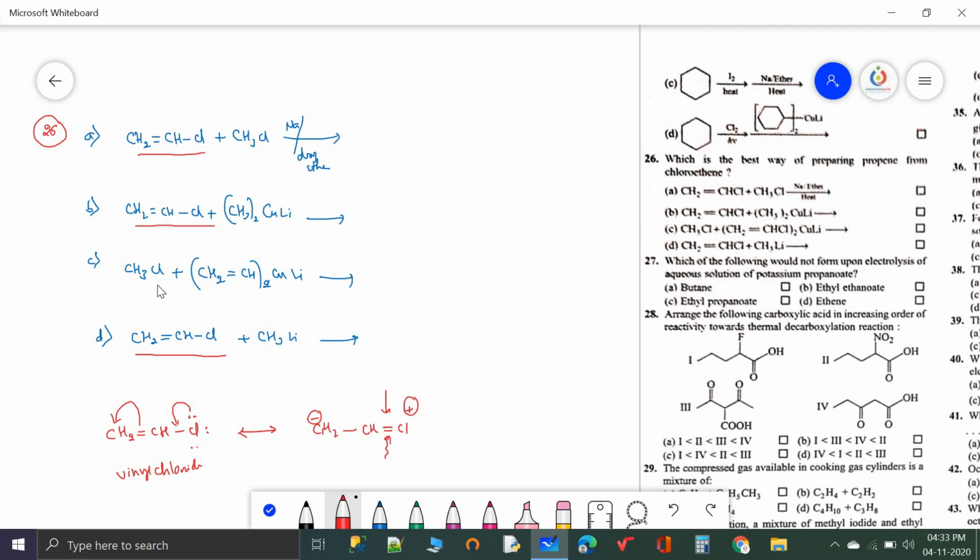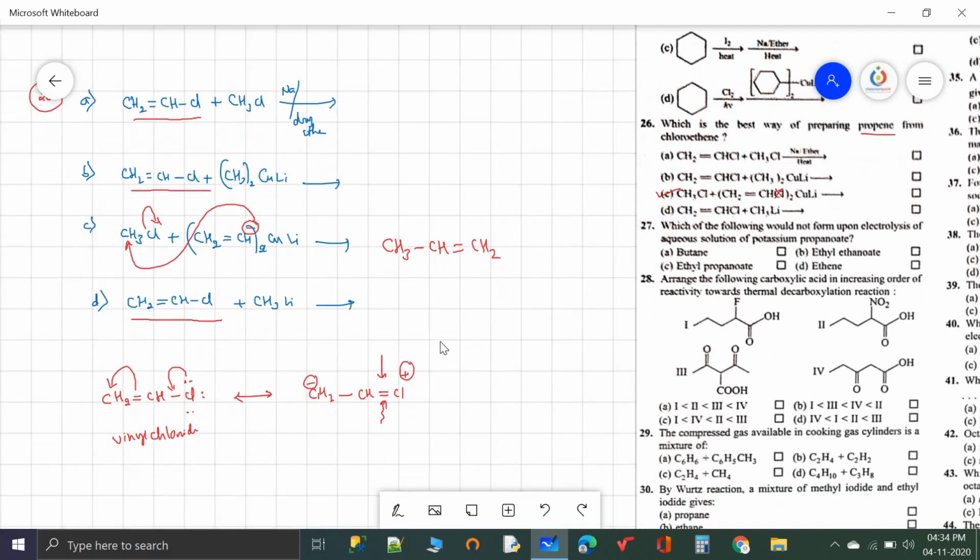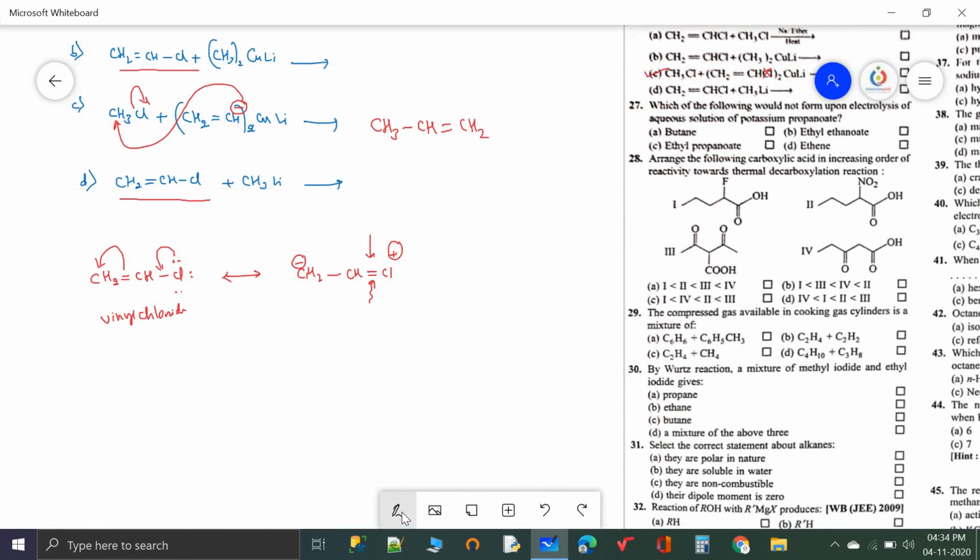Now come to option C, in which they had given the wrong one. You just cancel this particular chlorine. So Gilman's reagent, we know that the carbon is always negatively charged, so it attacks over this carbon, replaces the chlorine and gives CH3CH double bond CH2, the propene molecule that they are asking. So this is the propene molecule, hence option C is correct. I'll erase this one.